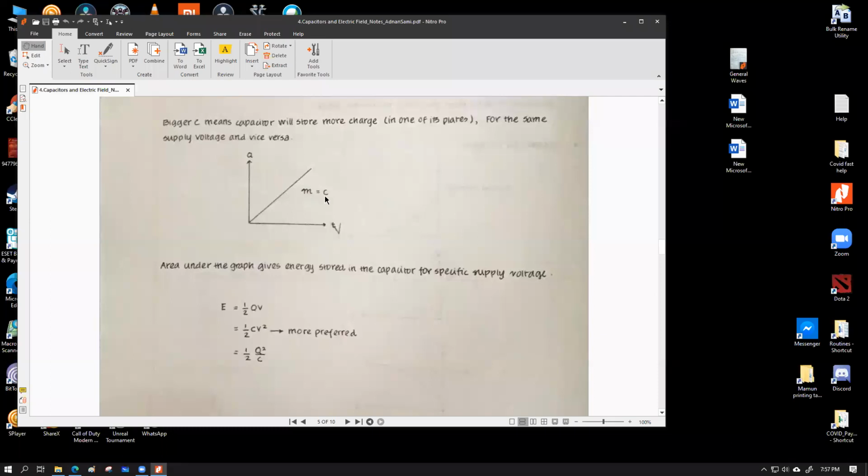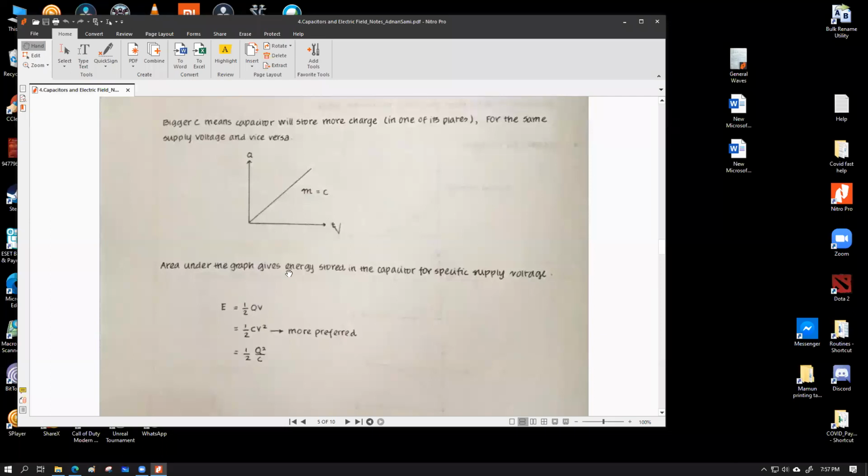The gradient of this graph is C, which is the capacitance by definition. C equals Q by V. This equation is true because this is a straight line going through the origin. So like V equals IR, we can directly use this equation, no problem. And the area under the graph gives the energy stored in the capacitor for a specific supply voltage. Area under the graph means area between the capacitor line and the voltage axis, not the Q axis. It's important. In a Q by V graph, the area under the graph would give half into Q into V.